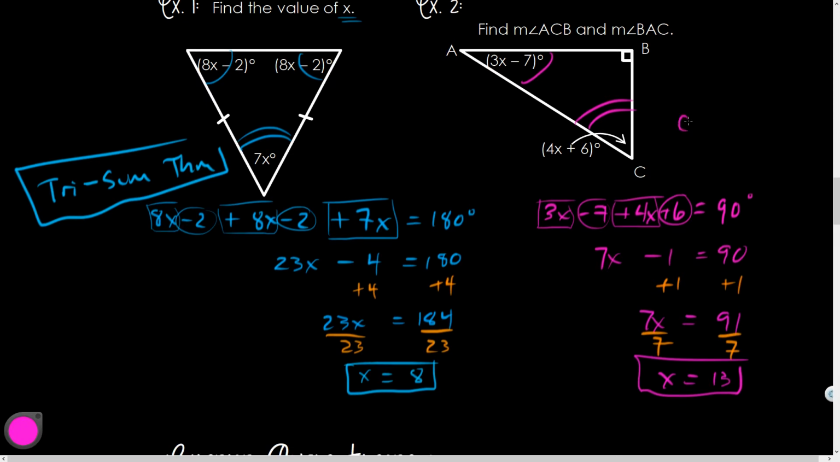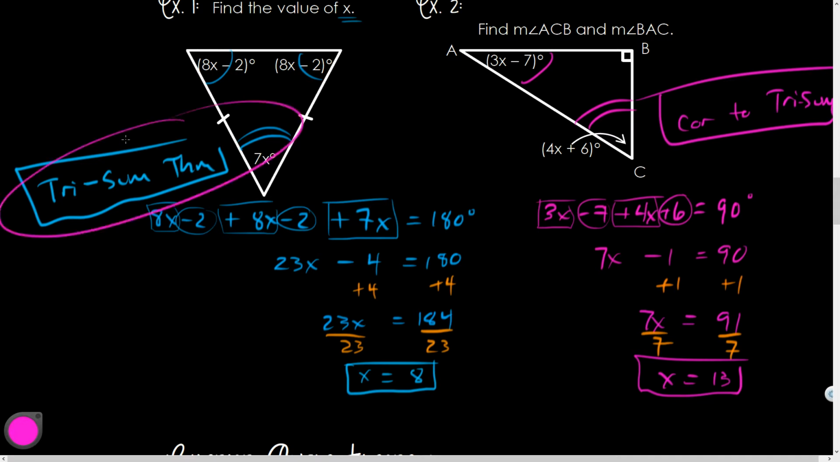So this was the corollary to Trisum. I almost never use that one. I don't have to use it in proofs that often. It's technically one step more to use this one, but whatever.